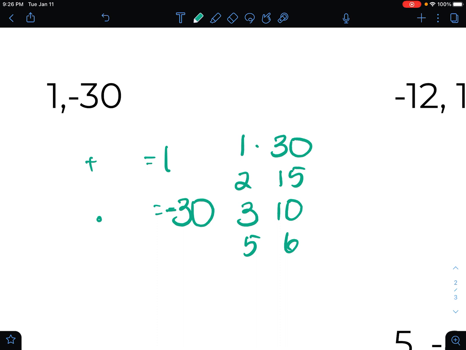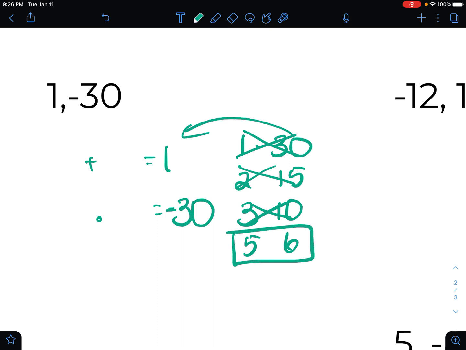There's no way 1 and 30 are going to add to give me 1. 2 and 15 are not going to give me 1 either. Even if I subtracted them, 15 minus 2 still gives me 13. 3 and 10 aren't going to work because 10 minus 3 gives me 7, not quite 1. 5 and 6, though, actually work, because the only way to make 5 and 6 give me 1 is to do 6 minus 5.